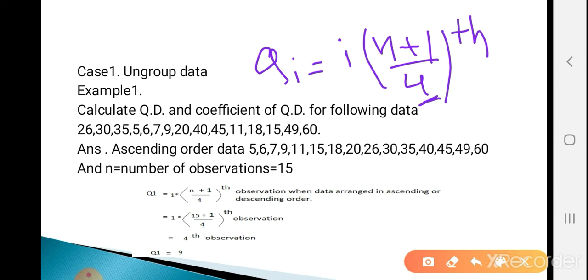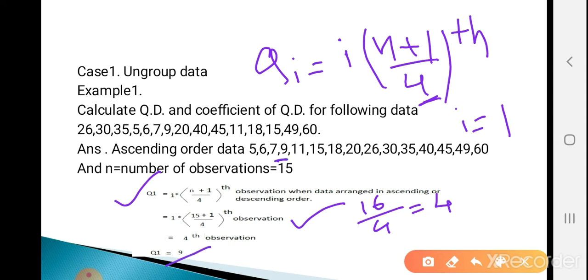For finding the value of Q1, put i equal to 1 in the formula. So Q1 is equal to 1 into (n plus 1) divided by 4th observation when data is arranged in ascending or descending order. Now plug in n equal to 15. So Q1 is equal to 1 into (15 plus 1) divided by 4th observation. 15 plus 1 is 16, 16 divided by 4 is 4, so 4 into 1 is the 4th observation. Which one is the 4th observation in ascending order data? The fourth observation is 9. So Q1 value is 9.